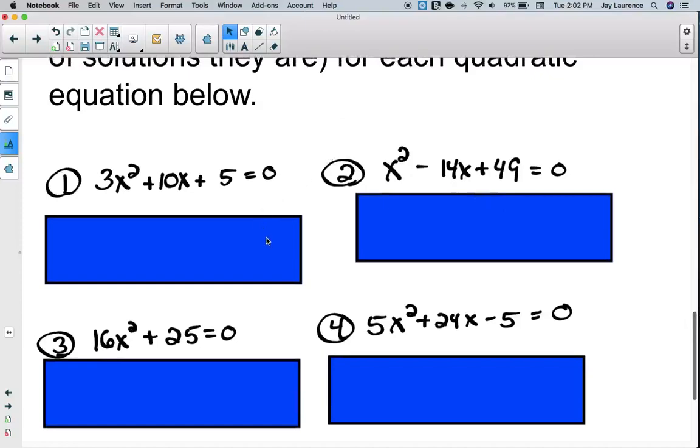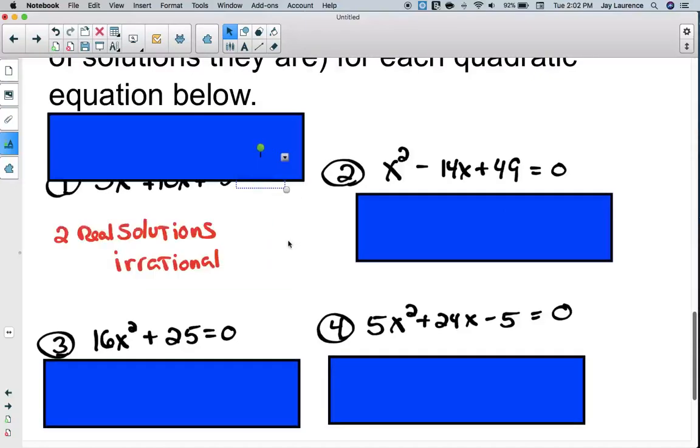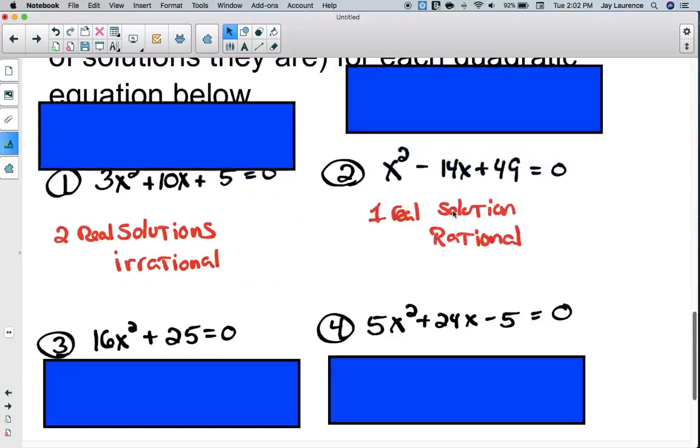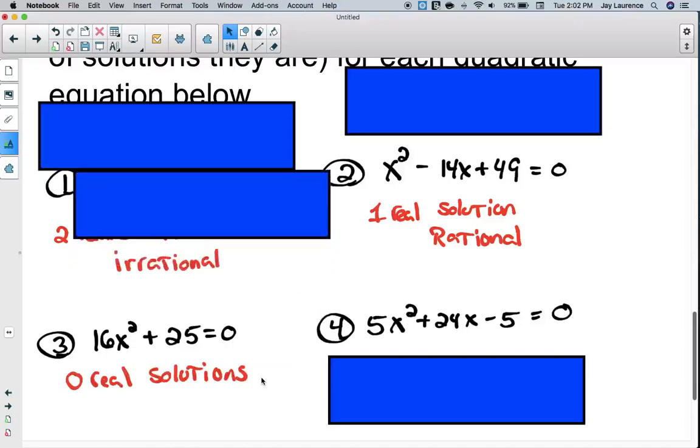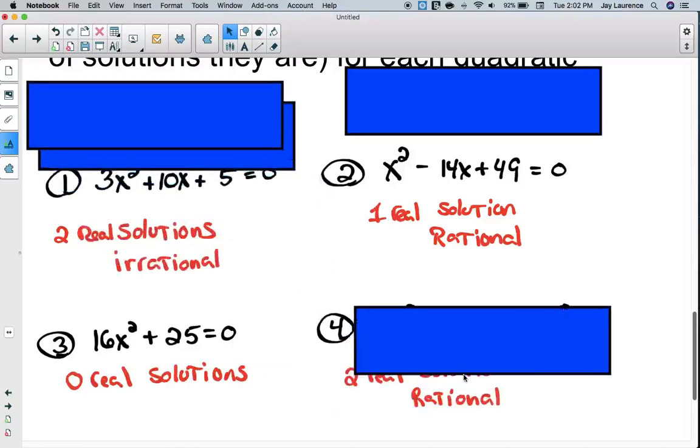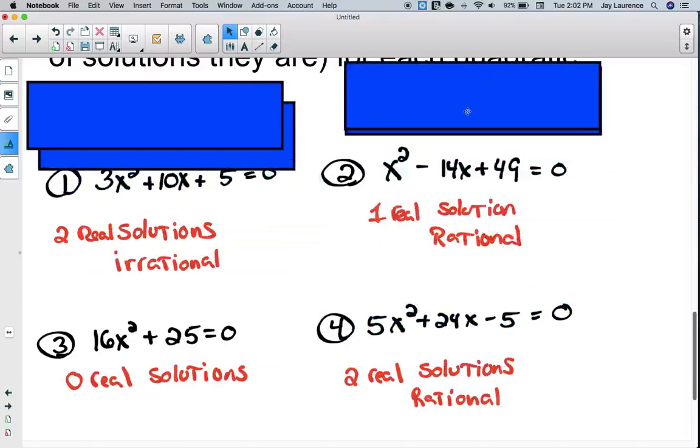So for the first one, there are 2 real solutions, and they'll both be irrational. The second one, there's 1 real solution, and it's a rational number. The third one is 0 real solutions, and the fourth one is 2 real solutions, and they are both rational.